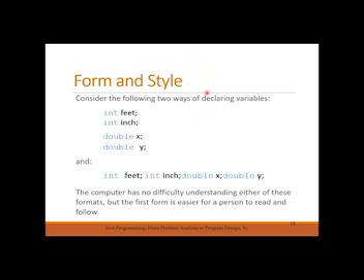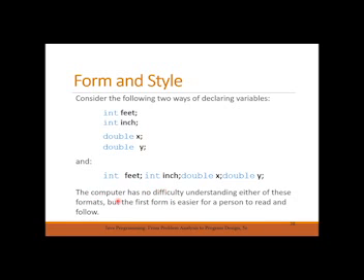Next, form and style. Consider the following two ways of declaring variables. Int feet, semicolon, int inch, semicolon, double x, semicolon, double y, semicolon. Okay, ito po yung karaniwan nating nakikita. Paano po itong isa? Int feet, semicolon, dire-diretso, ganun din, pero isang line lang. Walang enter yung isa, unlike dun sa isa, syempre pag enter mo, may understood na parang may space. Pareho lang ba siya? Maiintindihan po ba siya ng ating compiler?